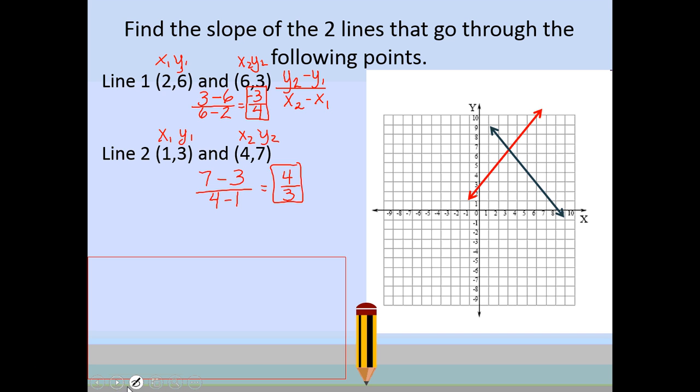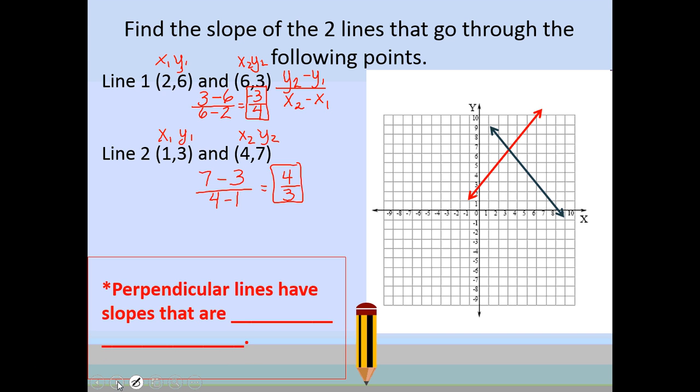So perpendicular lines, if you remember that fact, have slopes that are opposite reciprocals of each other. Opposite meaning one's positive and one's negative, and then reciprocal, okay, opposite reciprocal meaning they're flipped over, numerator, denominator switch places.